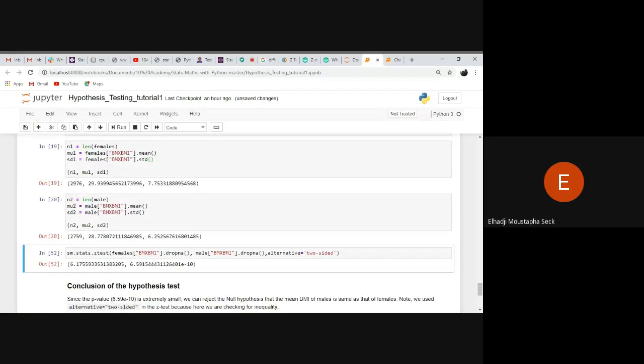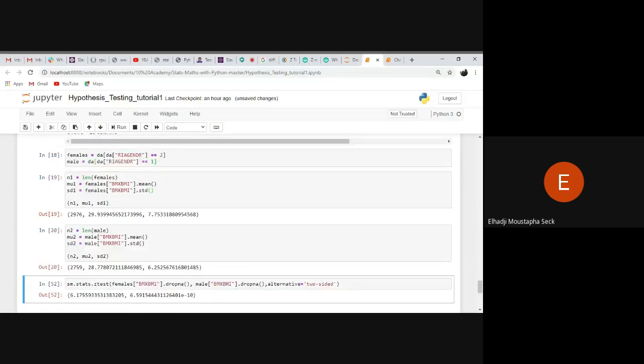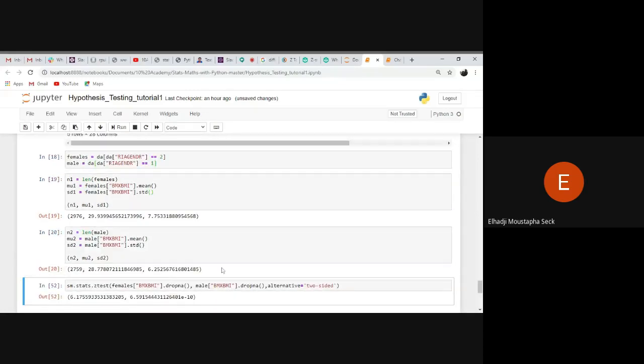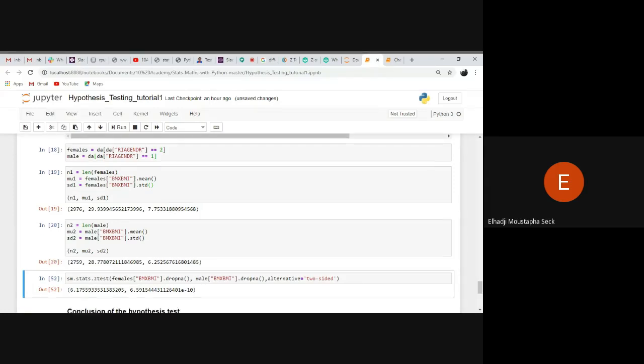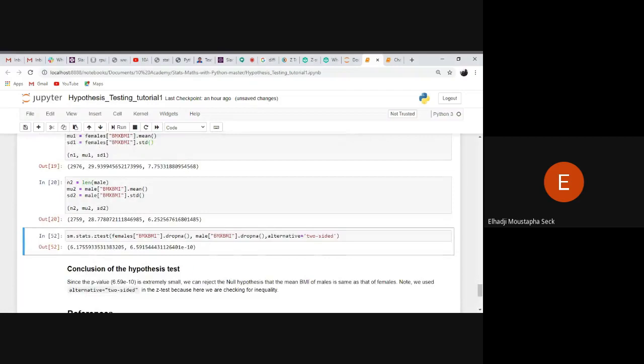Now that I have all these results, based on this only I cannot conclude that the two body mass indexes are the same. So I have to perform a z-test using this function, sm.stats.ztest, and inside my argument I have the body mass index for female. I just drop NA here because I don't want to have missing values inside.